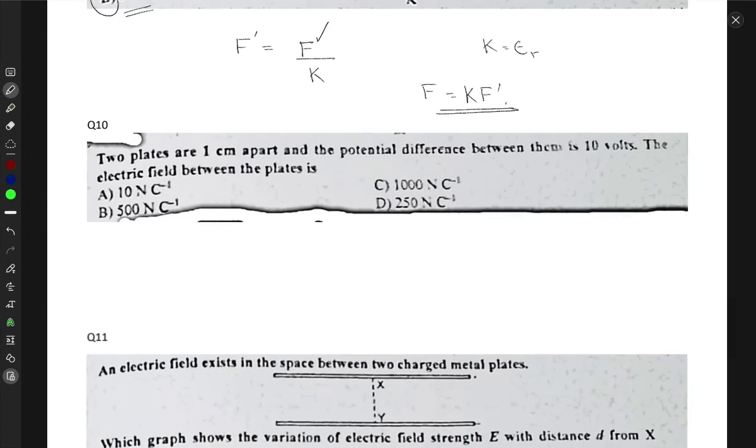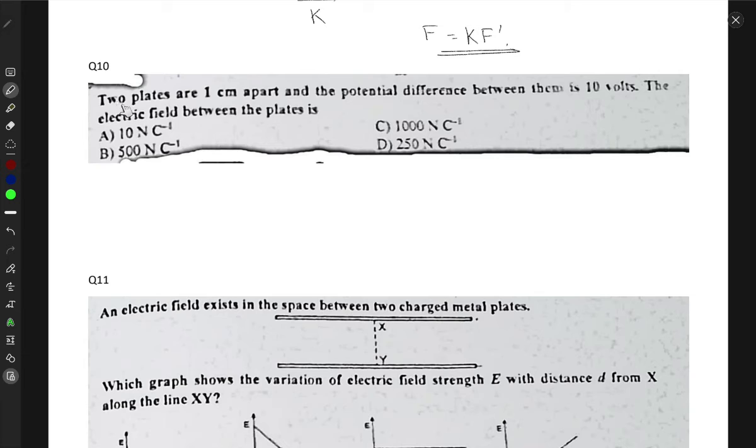Alright, so now let's move on to question number 10. 2 plates are 1 centimeter apart and the potential difference between them is 10 volts. Alright, so we have 2 plates. Let's draw this. And so these are the 2 plates. The distance between these 2 plates is given as 1 centimeter, right, which would be 0.01 meters. And the potential difference between these 2 plates, delta V, is given as 10 volts.